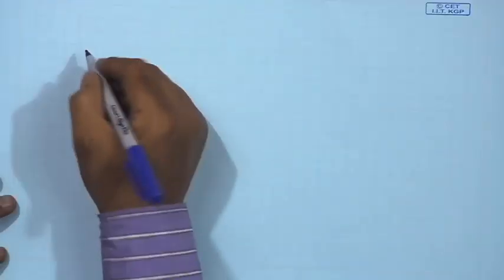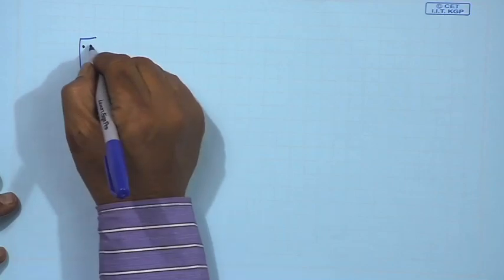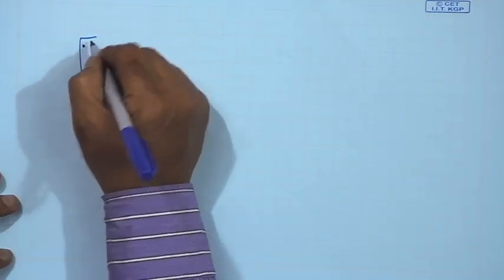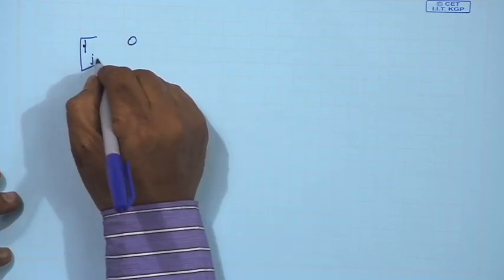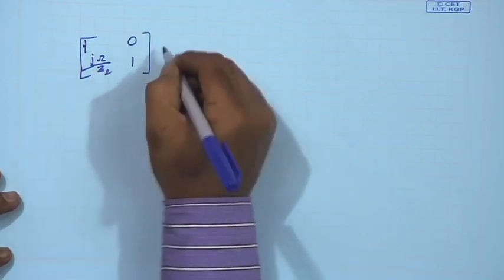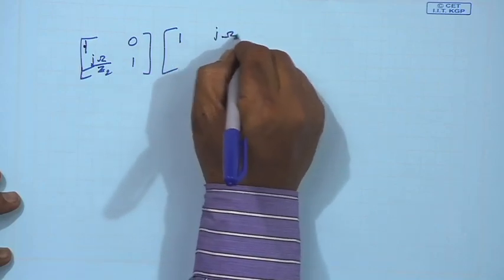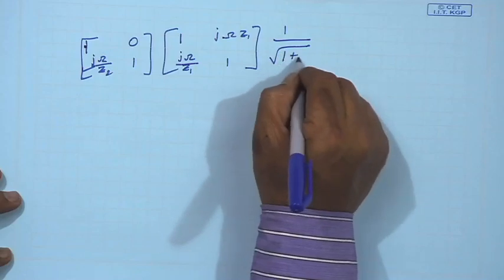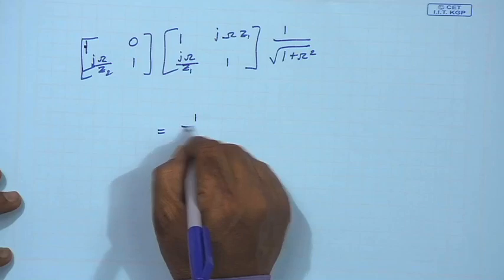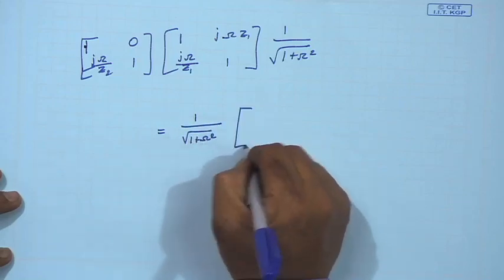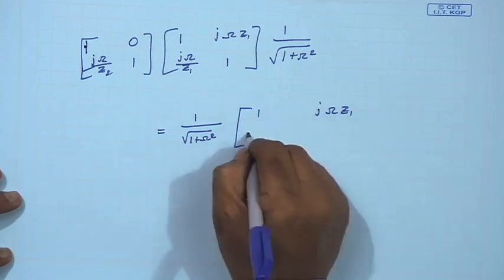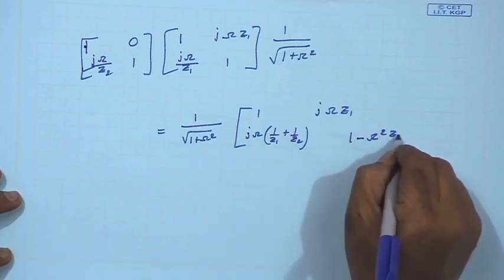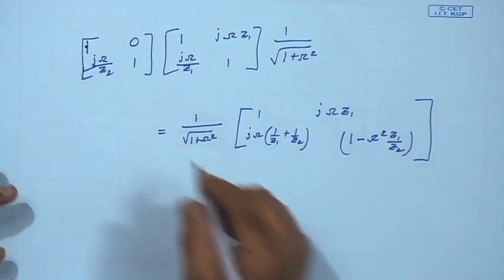So, now the composite ABCD matrix of this whole thing will be the multiplication of these two. That is the beauty, these two are in cascade. So, I can easily write 1, 0, j omega by Z2, 1, into 1, j omega Z1, j omega by Z1, 1, into the scalar multiplier 1 by root over 1 plus omega square. This is 1 by root over 1 plus omega square, then 1, j omega Z1, j omega times (1 by Z1 plus 1 by Z2), and 1 minus omega square Z1 by Z2. This is the left hand side.